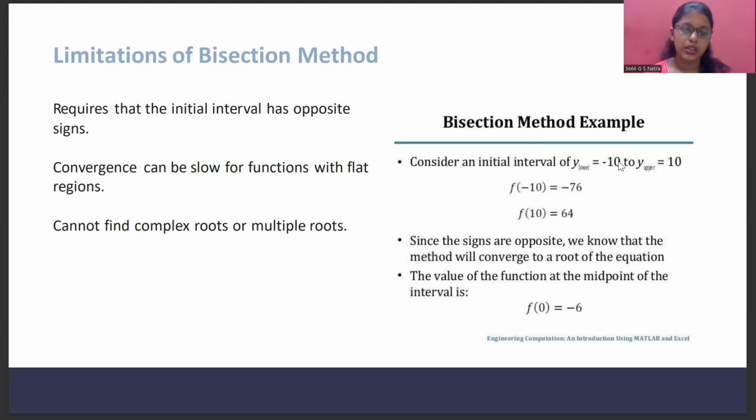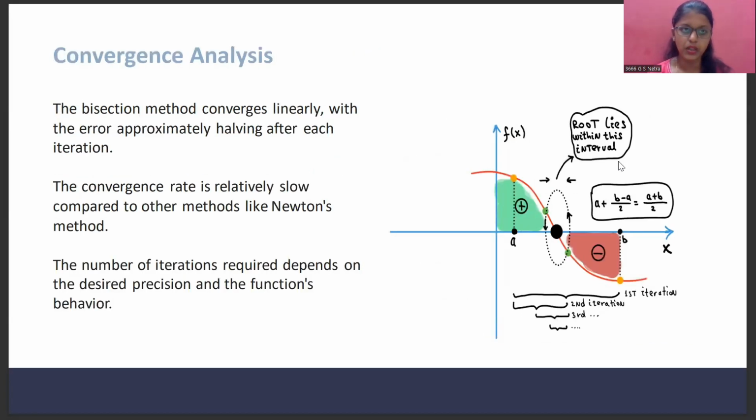It requires that the initial interval has opposite signs. Convergence can be slow for functions with flat regions, and it cannot find complex roots or multiple roots.